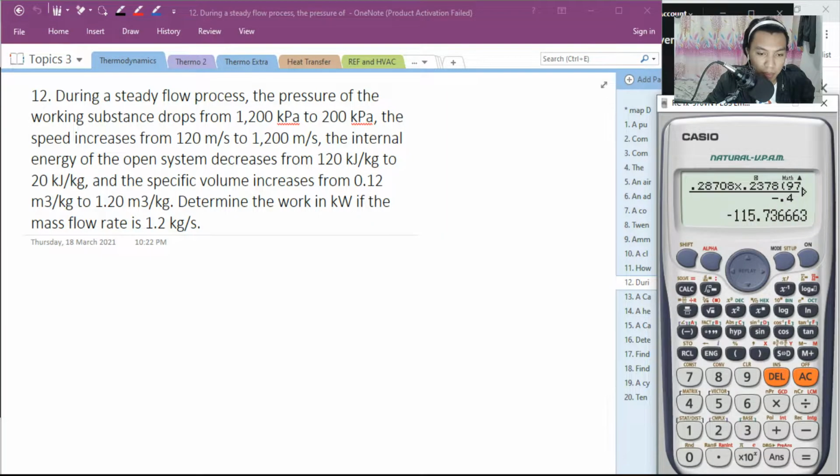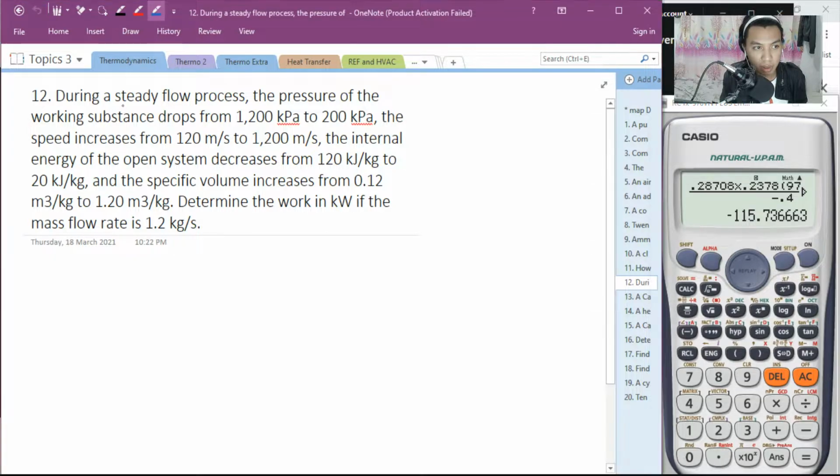So this is problem number 12. During a steady flow process, the pressure of the working substance drops from 1,200 kPa to 200 kPa. The speed increases from 120 meter per second to 1,200 meter per second.